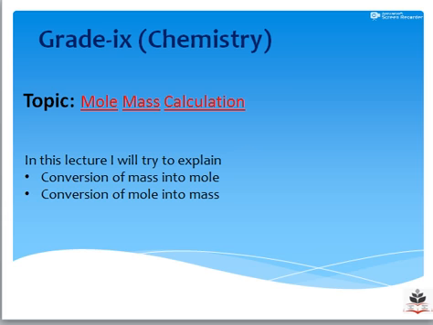Today's topic is mole mass calculation. In this lecture, I will try to explain the conversion of mass into mole and the conversion of mole into mass, that how we can convert mole into mass and mass into mole.